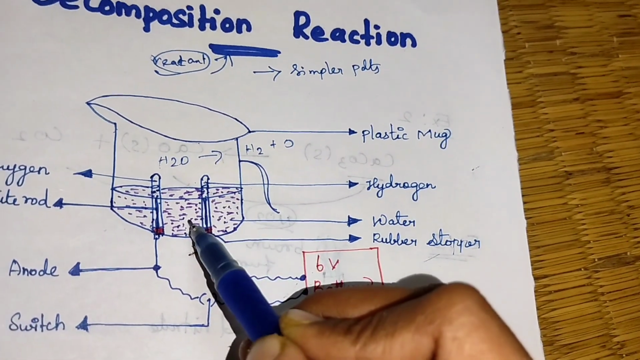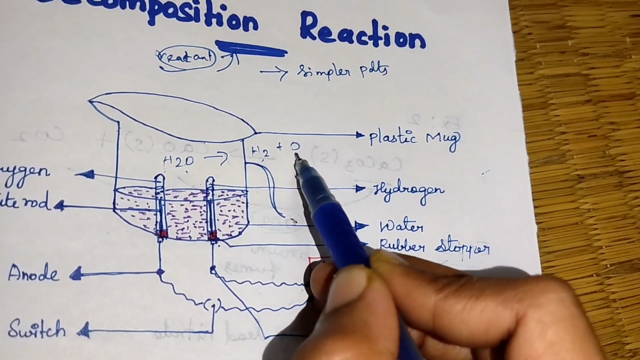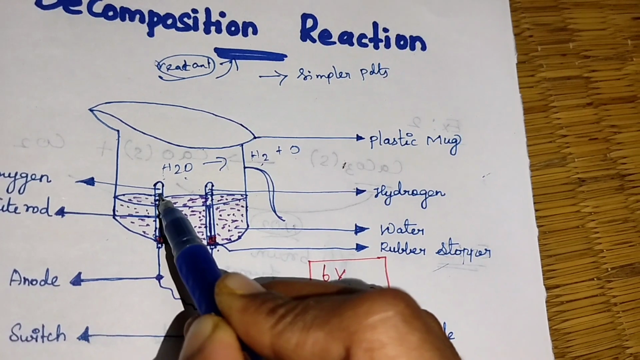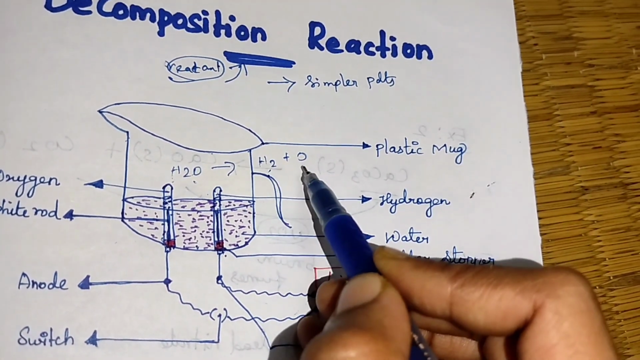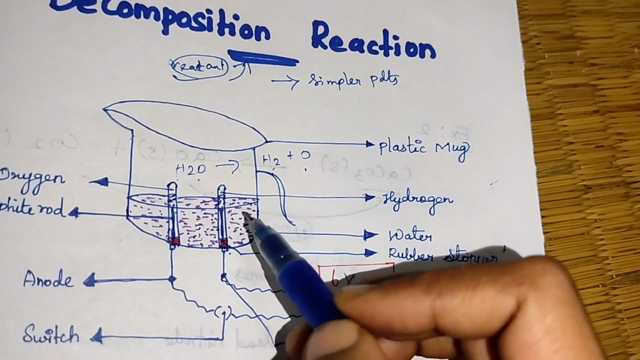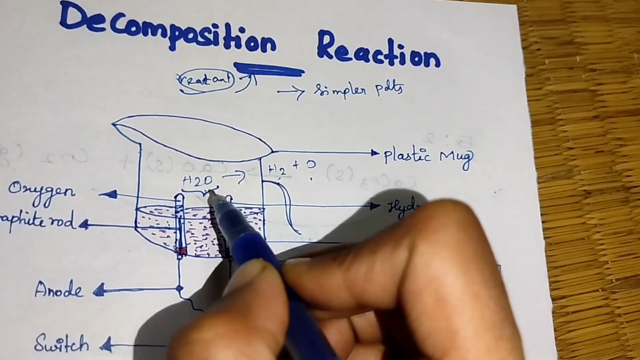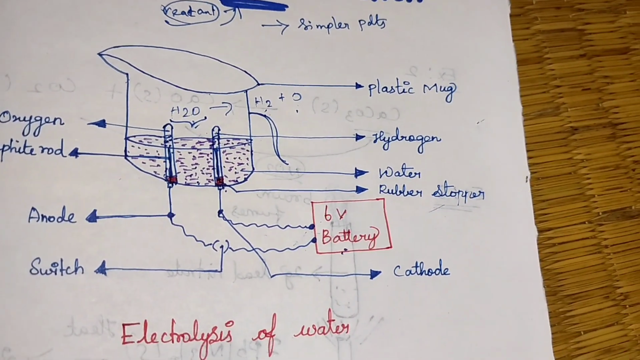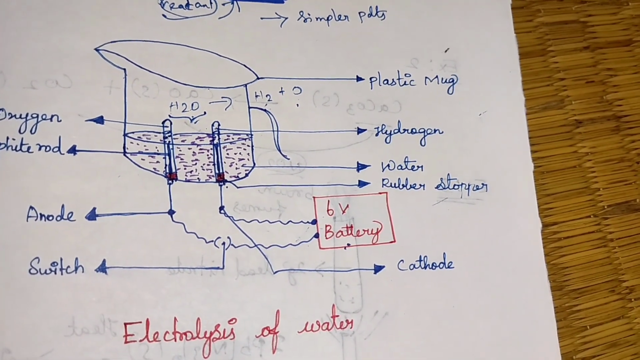Why? Because the water molecule H2O was hydrolyzed into hydrogen and oxygen. More gas is in one test tube, which is double that of the other, meaning 2 molecules of hydrogen and 1 molecule of oxygen were produced. So this is another example. Here H2O, this reactant, was decomposed into H2 and O. Electrolysis of water is also another example of a decomposition reaction. Thank you guys.